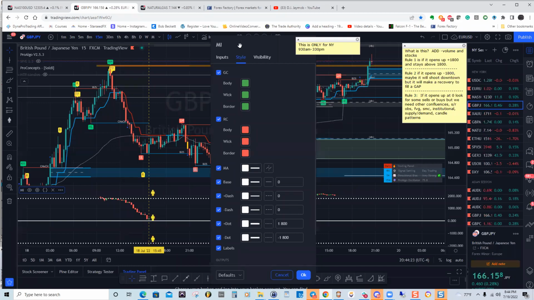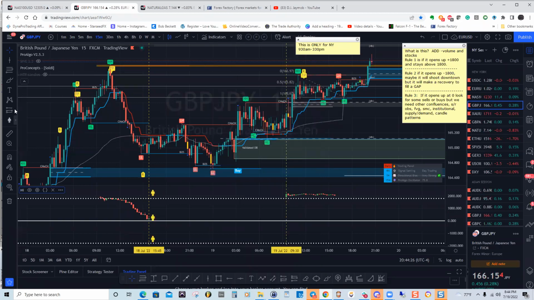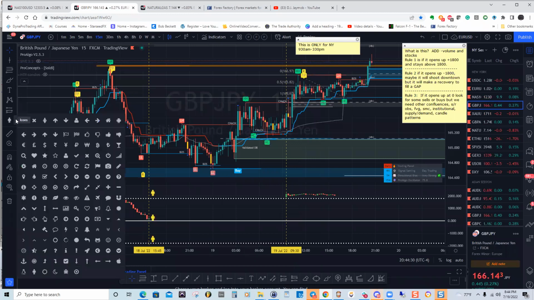Where did the little man come from? The little man comes from the tools or indicator right over here in the corner. These are your little set of icons over here. So I can come over here and pick an icon to that.